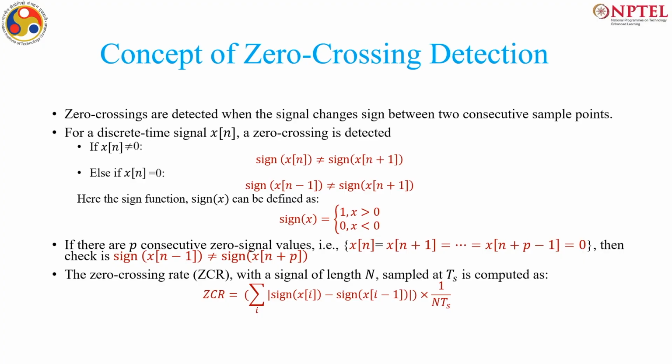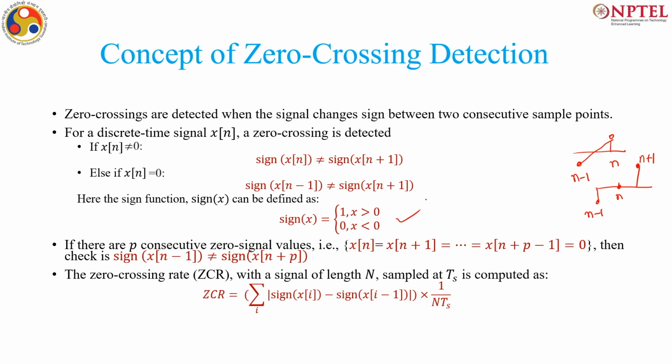As I said, zero crossings are detected when the signal sign changes between two consecutive sample points. Suppose we have a discrete-time signal x[n], and for a specific value of n, x[n] is 0, and we check the previous sample and the next sample, and these two samples are of opposite polarity. If two successive points are there, for example n minus 1 and n, then the zero crossing will be detected by checking the polarity of successive samples. But if at a specific point n the signal is 0, then we will check the previous sample and the next sample.